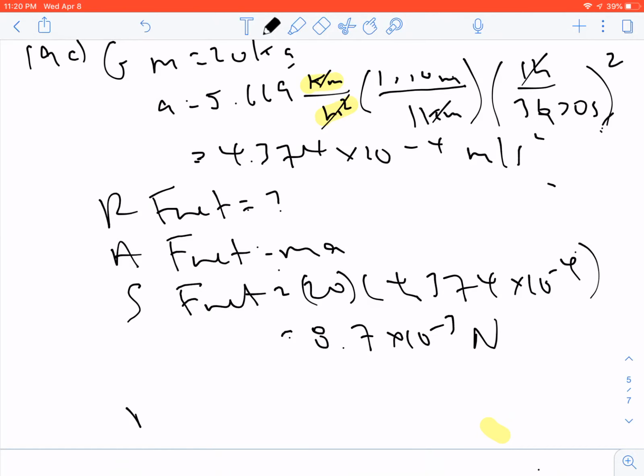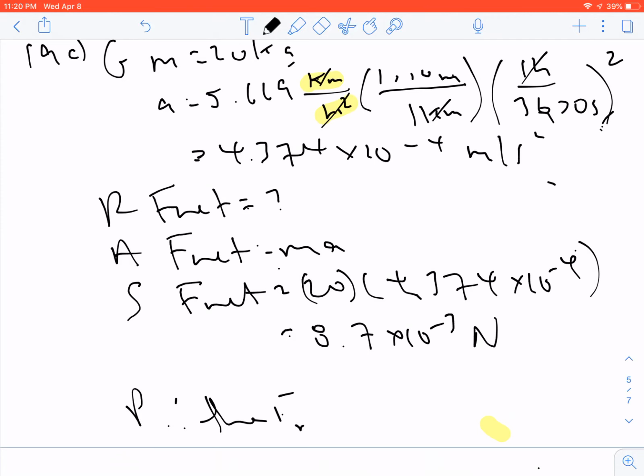So my phrase, therefore, the net force is 8.7 times 10 to the power of negative 3. Ultimately, you would want to say that it's in the direction of the acceleration. Okay, but we're not going to worry about that for now.